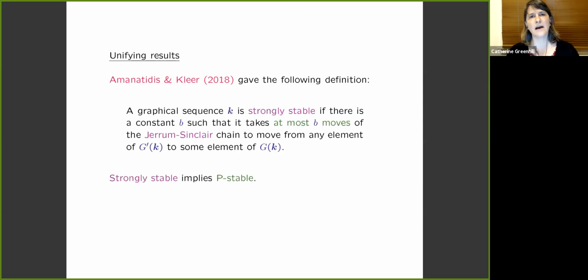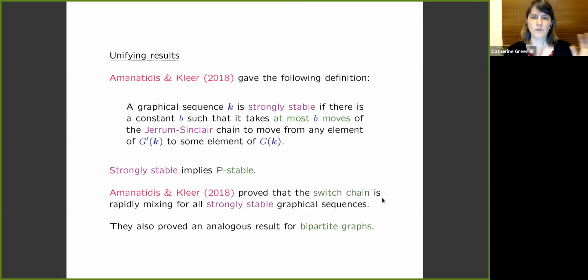So there was some really nice work by Amanatidis and Clear. They gave a definition of a strongly stable degree sequence. A sequence is strongly stable if it's pretty close: for any element of the state space of the Jerrum-Sinclair chain, the bigger one, it takes at most B moves to get to an actual graph with the correct degree sequence, and B is some constant. If you're strongly stable, you're P stable, and they prove the switch chain is rapidly mixing for all strongly stable sequences. And they prove something similar for bipartite graphs.